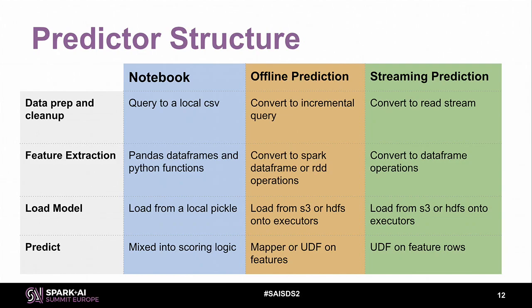For offline prediction, which I would basically say is RDD map partitions functions, being able to run this in batch, it's a little different. We have to take that query to local CSV and convert it into something that is going to run incrementally. So give me everything that has changed since yesterday. We also need to convert whatever the pandas data frame is, or maybe it's a Presto query because we also use that at Eventbrite, into a Spark data frame or a set of RDD operations to extract the features to predict on.